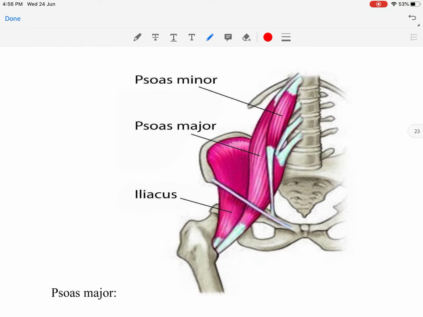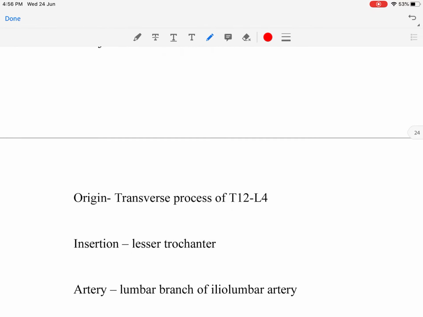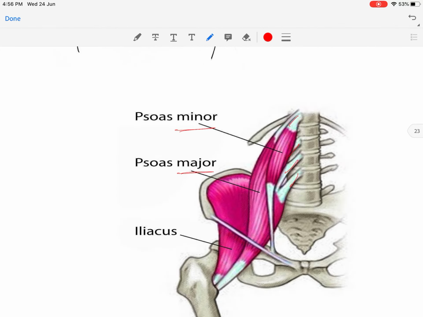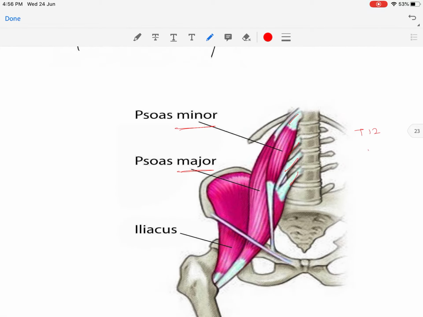Now at this point we may be asked about the origin and insertion of the psoas and the iliacus muscle. So the psoas muscle origin: as we can see there are two parts, major and minor. Talking about the major part, here we can see the origin of the psoas muscle. The origin is basically from the transverse processes of the T12 to L4 vertebrae, and the insertion, we know, is at the lesser trochanter, lesser tuberosity of the femur.